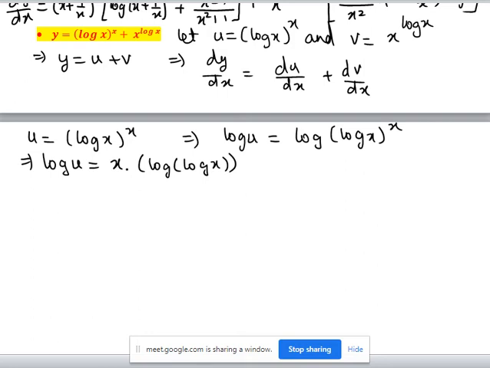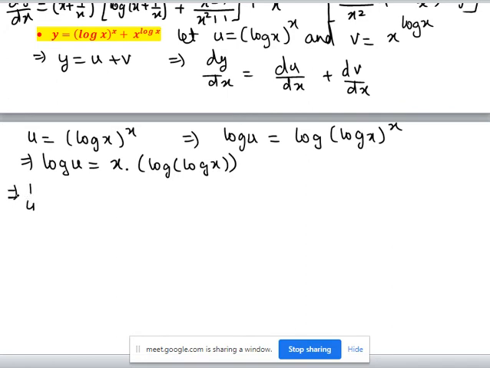Then on u we have applied log on both the sides, and using the law of log, the right hand side we have written in simplified form. See, this is log m raised to the power n, so it will become n log m. So the two functions here are x and log x. So I need to use the product rule here. Okay, so let us differentiate it.